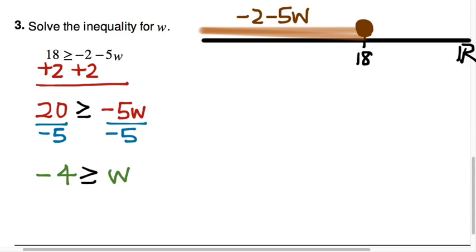And so I end up with a solution that looks like this. If I write that in words, it says negative 4 is... What is this sign in the middle here saying?